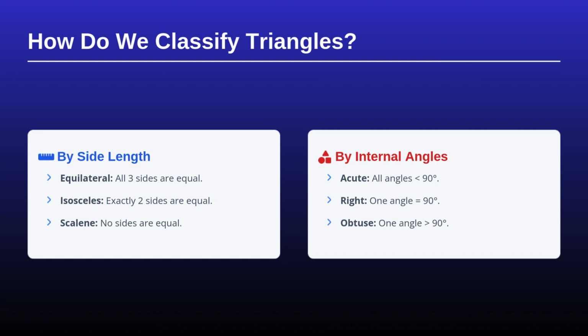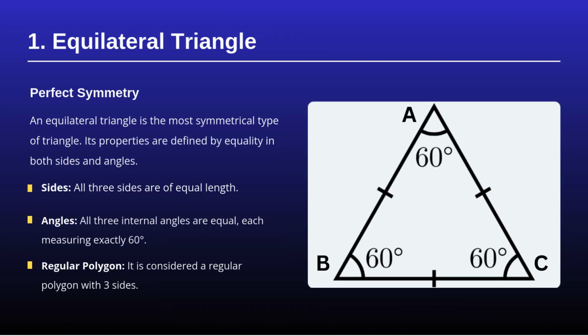Got it? Now what are the different features and properties? We'll go one by one. So let's take the first one, that is equilateral triangle. What is an equilateral triangle? A triangle with all three sides of equal length is called an equilateral triangle. It is one of the most symmetrical types of triangle.